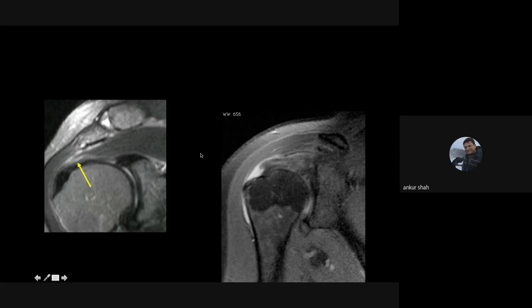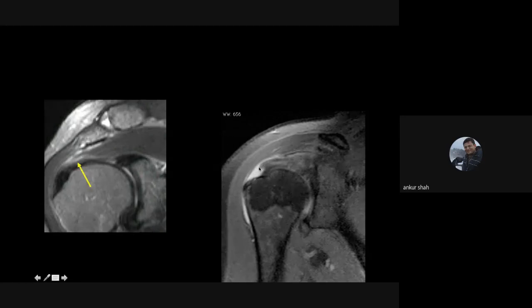Now, if it is partial thickness, we have to tell whether it is bursal surface, interstitial or articular surface. How do we differentiate there? Articular surface is something which is towards the joint. That is, this part is articular. And the part which is towards the subacromial subdeltoid bursa, that is the bursal surface. So this is the bursal surface tear. Same way, this is the bursal surface tear. So this is the partial thickness bursal surface tear. Here, the extent of tear is less than 50% of the entire depth of the fiber. So this is low grade bursal surface partial thickness tear of supraspinatus.